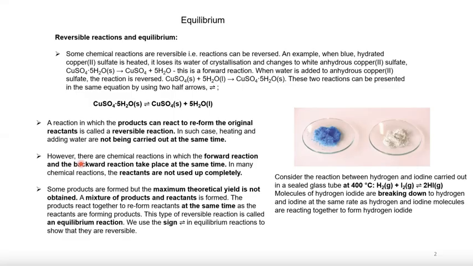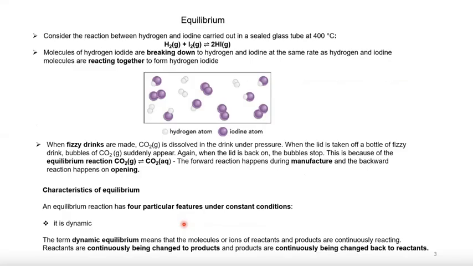The products react together to reform reactants at the same time as the reactants are forming products. This type of reversible reaction is called an equilibrium reaction. As I said, we use this sign to say something about equilibrium in chemical reactions. Next slide.